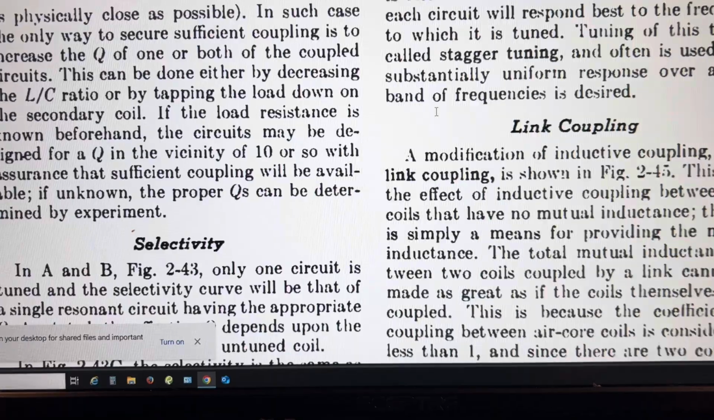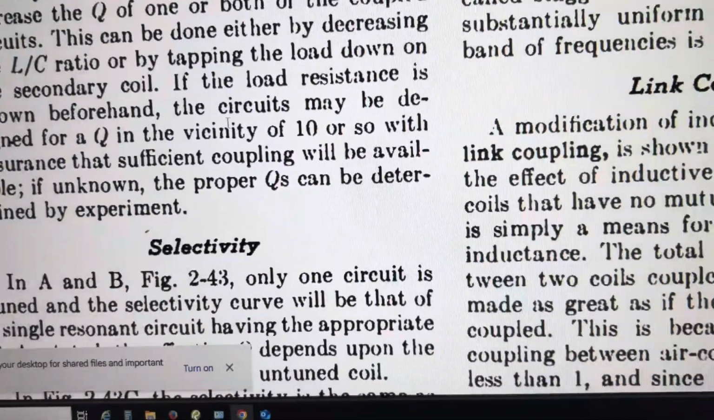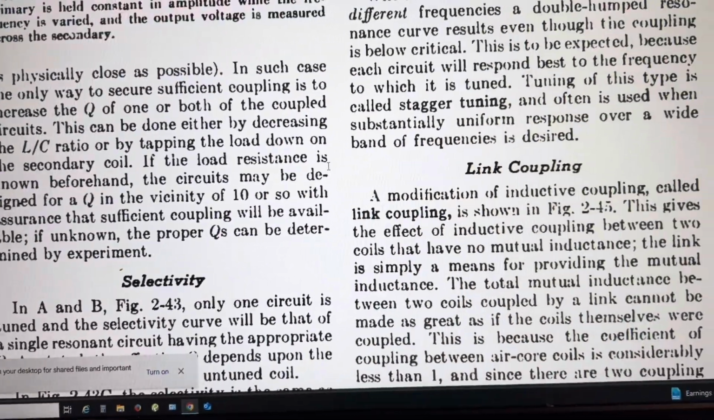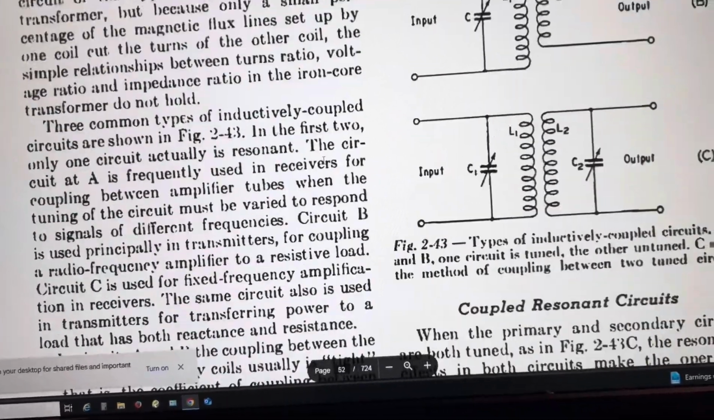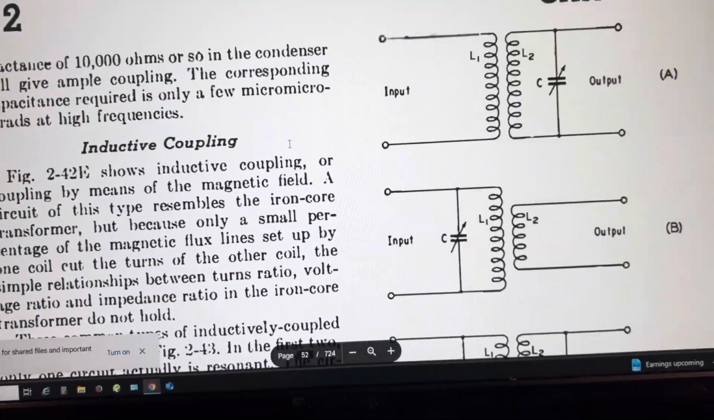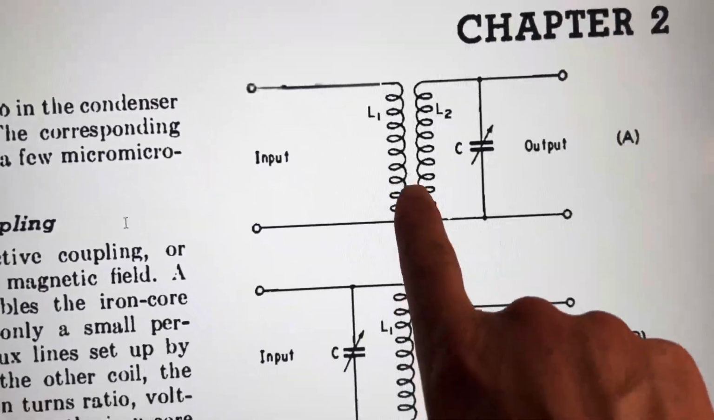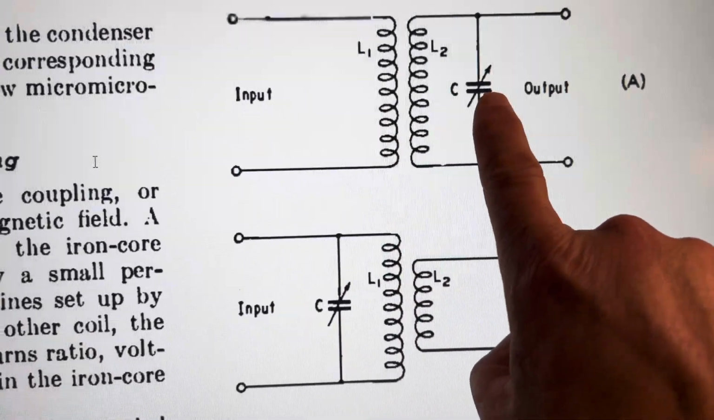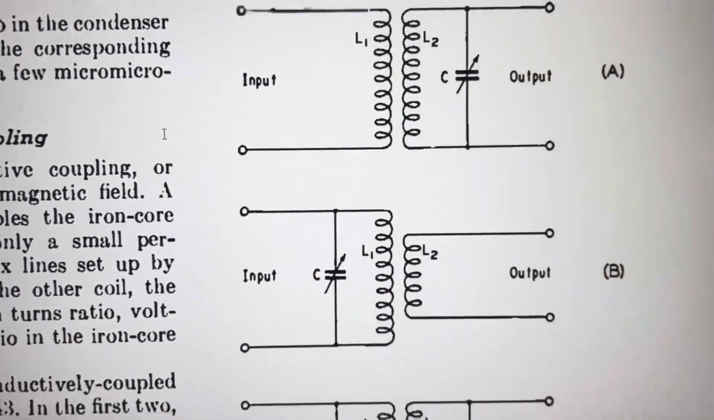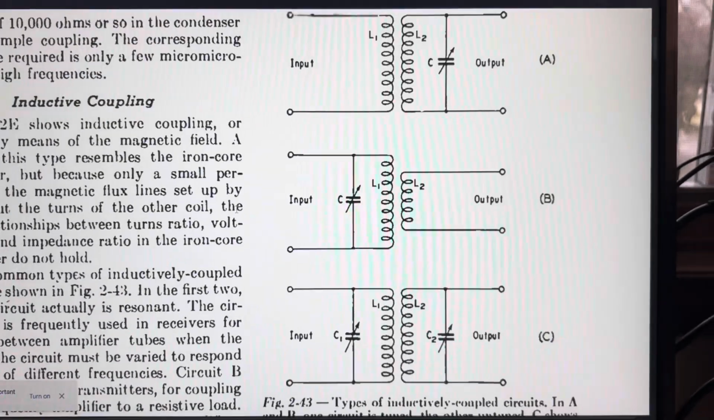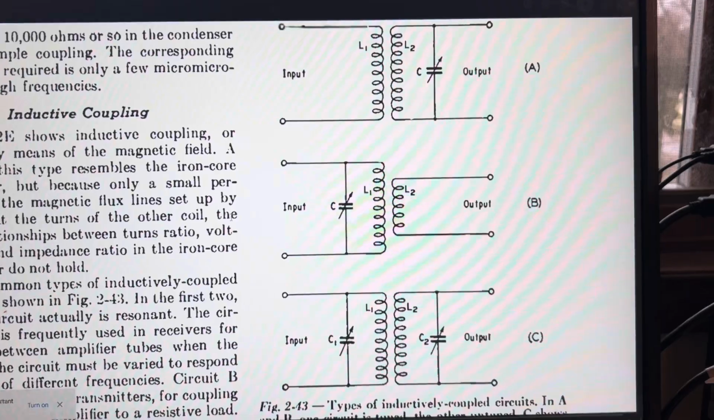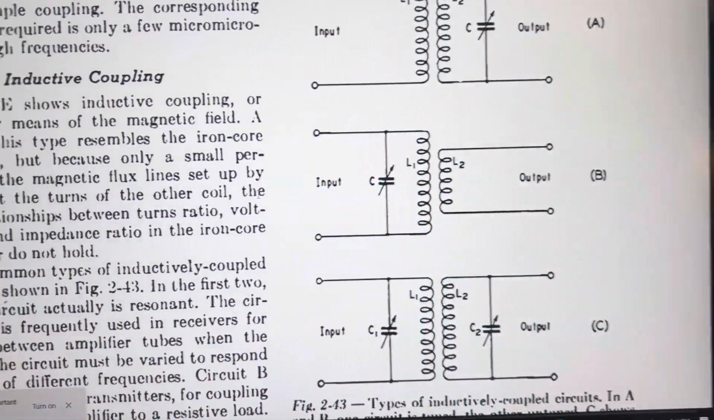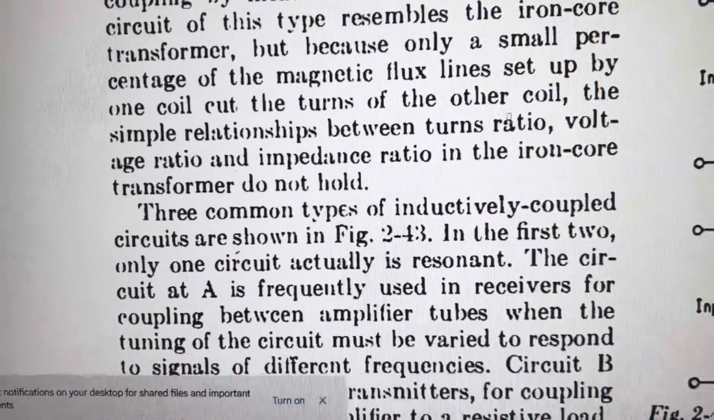Just gonna go above selectivity. That's kind of where I left off last time, but there was one little thing I just noticed that I thought was pretty interesting, and that was a little bit on inductive coupling. Here's inductive coupling with a variable capacitor and these three examples. So I'm trying to relate it to radio. I can study this, but what good is it if I don't know what these are used for in the real world? And they kind of explain this.